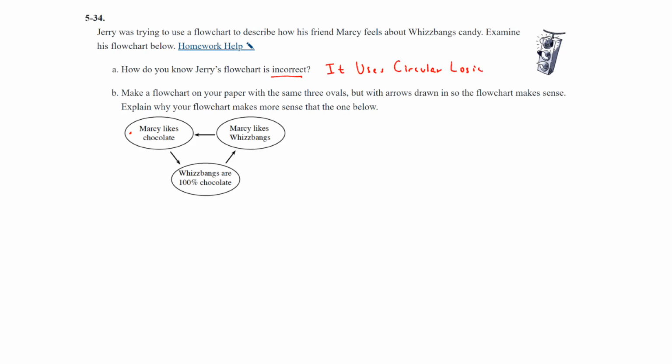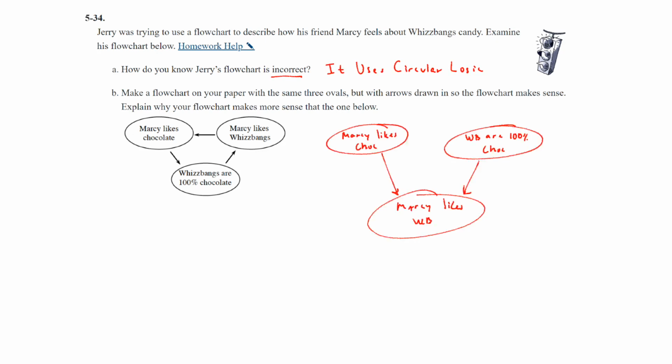Question B says, make a flowchart on your paper with the same 3 ovals, but with arrows drawn in so the flowchart makes sense. Explain why your flowchart makes more sense than the one below. So I went ahead and set up the flowchart the way that it would make sense if we said Marcy likes chocolate, and then the Whiz Bangs are 100% chocolate. If that's true, then those would both go to, we know that Marcy's going to like Whiz Bangs because they're 100% chocolate and she likes chocolate.